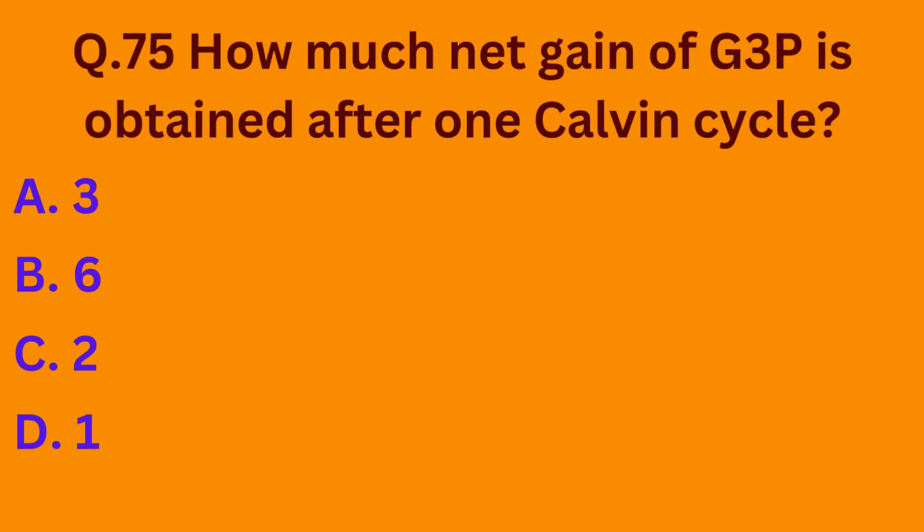Coming to our next question. How much net gain of glyceraldehyde 3-phosphate is obtained after 1 Kelvin cycle? Option A 3, option B 6, option C 2, option D 1. So the correct option is option D.